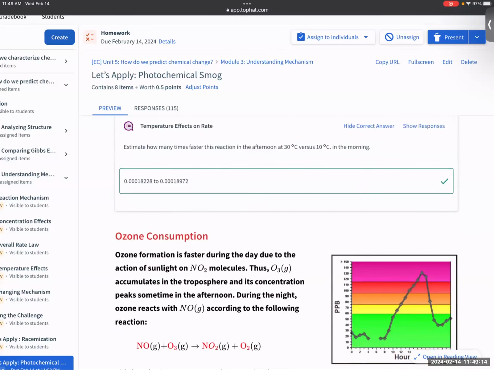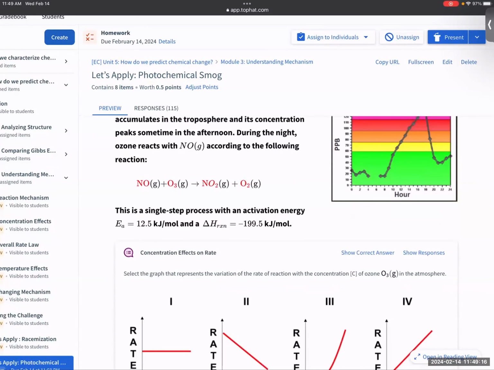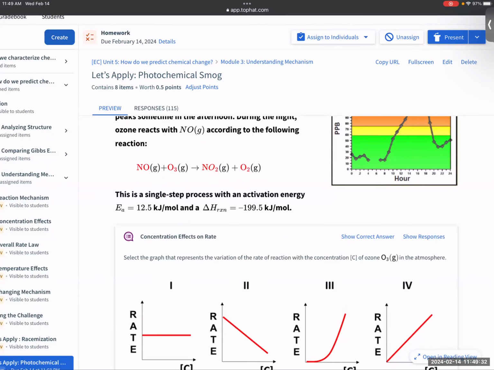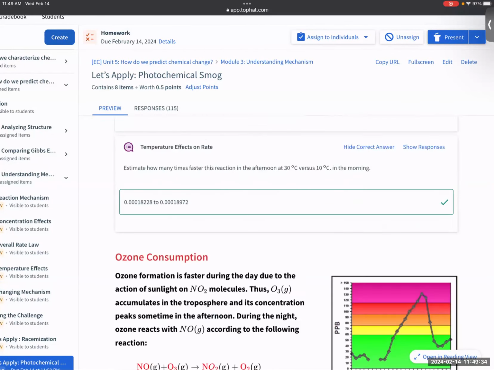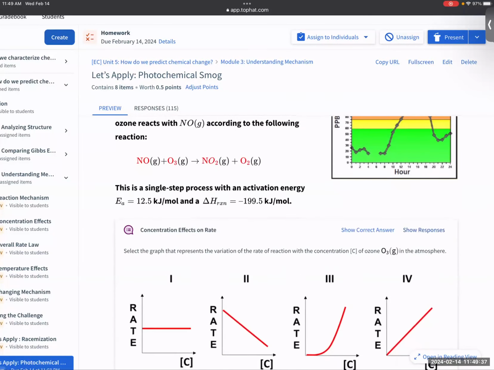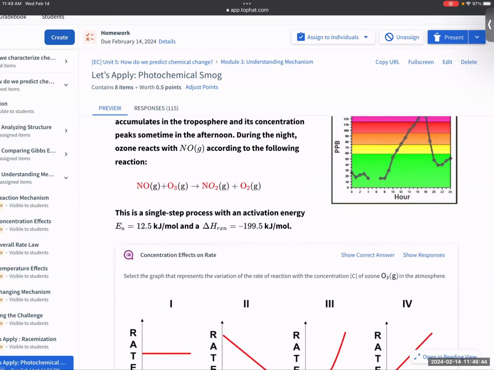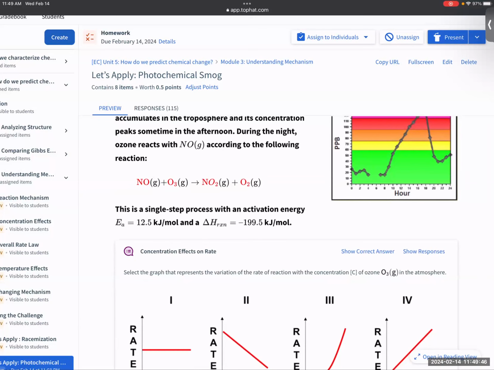Okay, now moving on to the next question. Concentration effects on the rate. Select the graph that represents the variation of the rate of the reaction with the concentration of ozone. Ozone is not in the rate. Oh yeah, so this is a different reaction. Okay, ozone. Let's see. This is a single step process, so that's the key word here. Single step process with an activation energy of that.